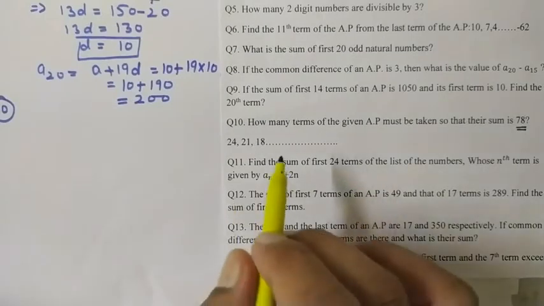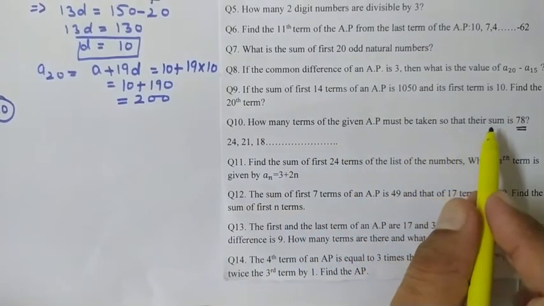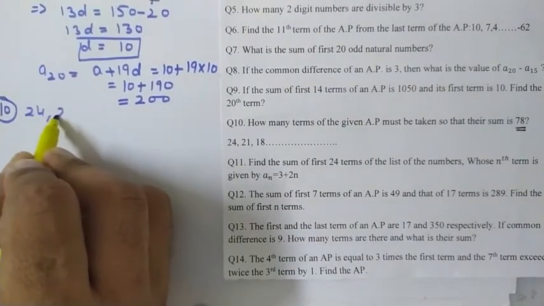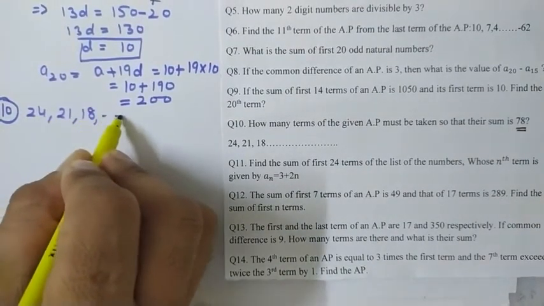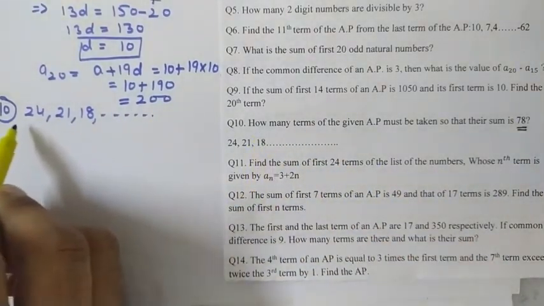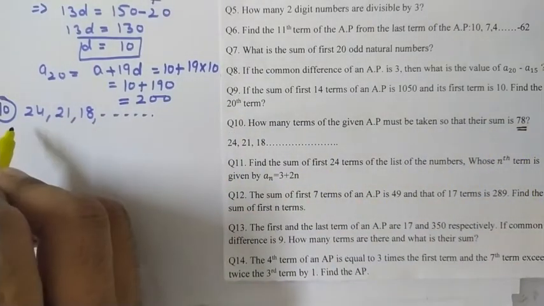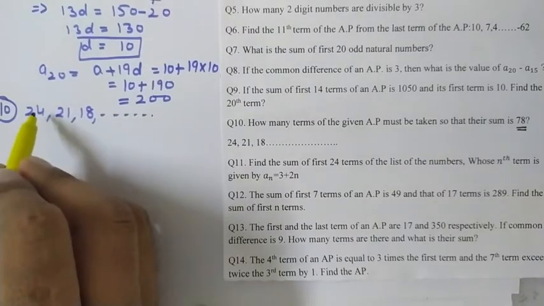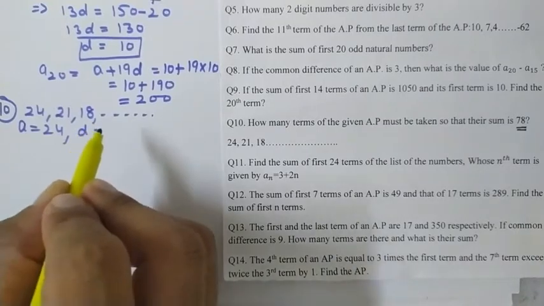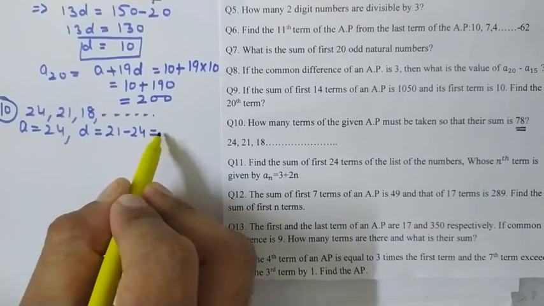So the 10th question is, how many terms of the given AP must be taken so that their sum is 78? We have the AP 24, 21 and 18. Here it is asked how many terms we have to take from this AP so that the sum will be 78. Suppose there are n terms. First of all, the first term is 24, and the common difference is 21 minus 24, that is minus 3, right?